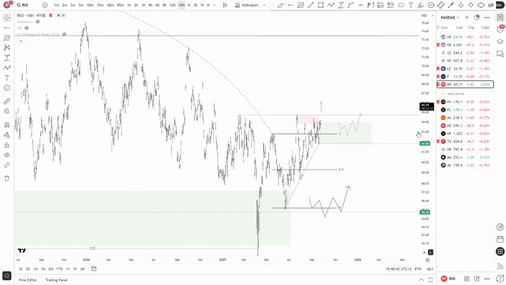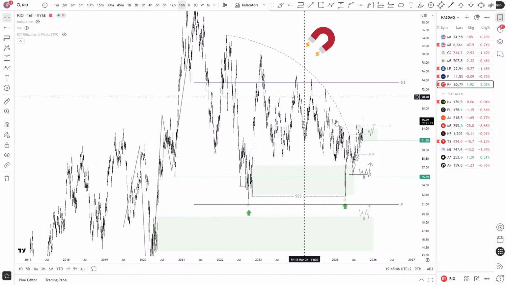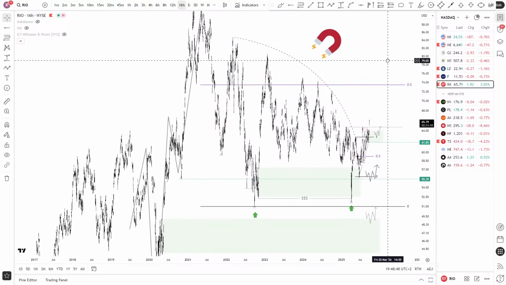So for Rio, hold this and we can easily move towards all of this liquidity on the highs for sure.